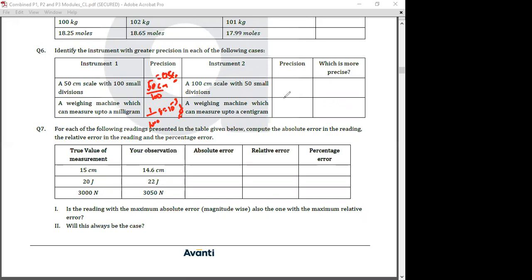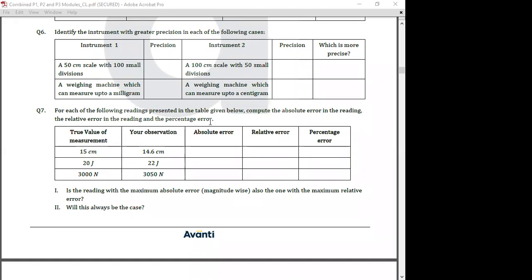Okay, clear? Everyone got this? So I guess all of you understood the meaning of precision. If the number of divisions is more, or if it can measure the smallest or least values, then it will be more precise. So seventh, you can find the errors easily, super easy.